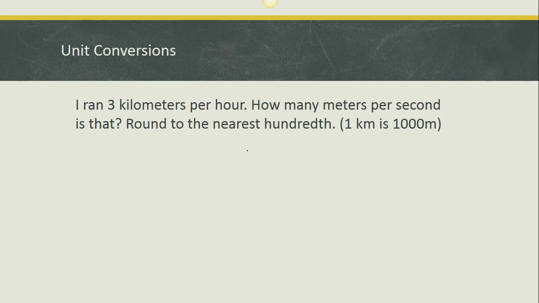Okay. So the very first thing I like to do is write down what we know. We know that I ran 3 kilometers per hour. So when I hear the word per, I make it a fraction. And on the bottom I put 1 hour. So that's what I start out with. I start out with kilometers and an hour.